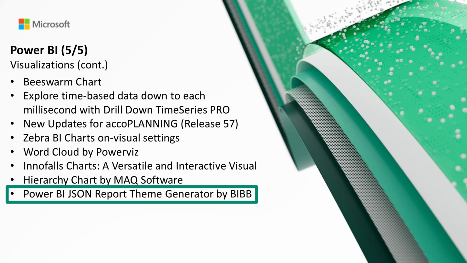And last but not least, we have Power BI JSON Report Theme Generator by BIBB. BIBB recently released its take on the Power BI Theme Generator, aiming to streamline the theming process for users. This tool offers a user-friendly interface, allowing for an easy selection of colors and generation of JSON themes. Within BIBB's generator, users can choose colors in various ways, from manual selection to trending combinations and even importing images or external sources like Coolors.